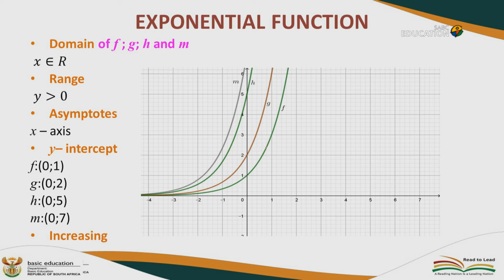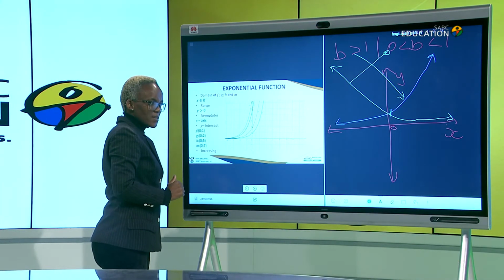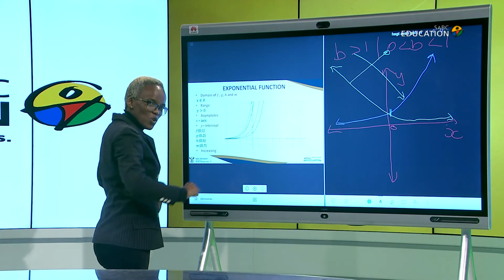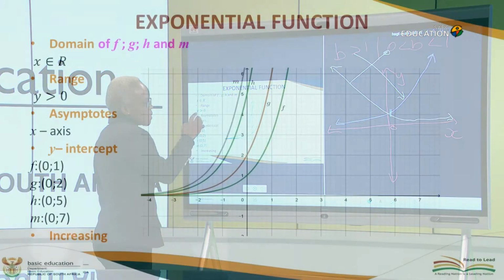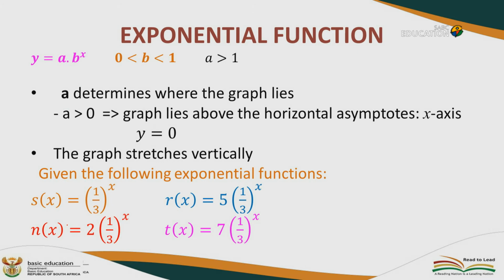We can see the graphs are defined on all the values. They take all the real values. They are defined on the x-axis. So the range, y is greater than 0. The asymptote, x-axis. And what will be our y-intercept? We can see our y-intercepts are different.